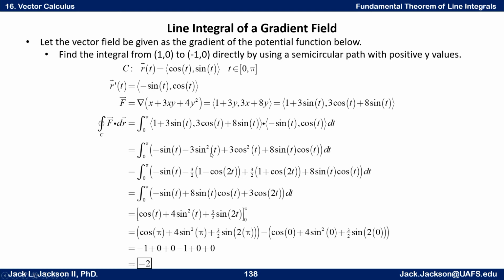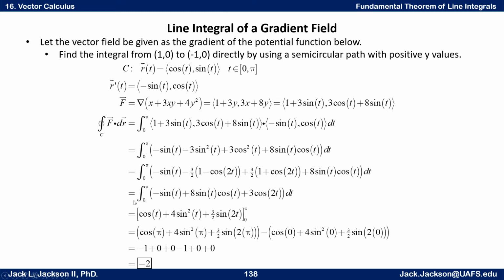Replace sine squared of t by 1/2 times 1 minus cosine of 2t, makes that a negative 3/2 there. Cosine squared of t is 1/2 times 1 plus cosine of 2t, makes that a positive 3/2 there. Distribute the 3/2, and look what happens. You get minus 3/2 here, plus 3/2. The constant terms cancel out. So we have minus sine of t. We have 8 cosine of t sine of t, and here we have plus 3/2 cosine of 2t, plus another 3/2 cosine of 2t. That's 3 cosine of 2t.